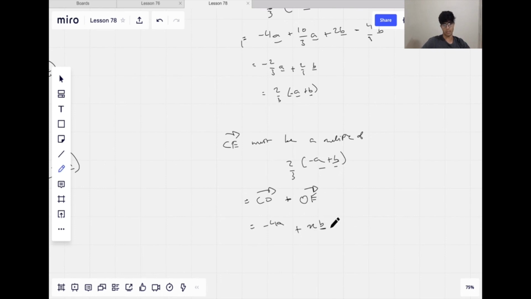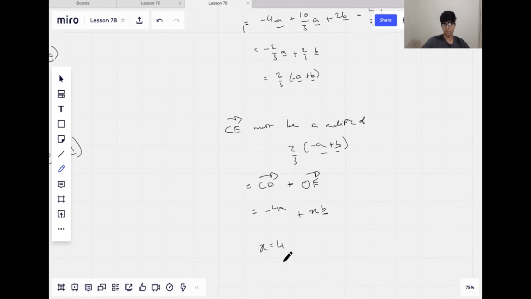We don't know what x is. And we know it has to be some multiple of this, right? We know that minus a plus b, so it has to be some multiple of this, so that means x must be 4 then. Because if we want minus 4a plus xb to be some sort of multiple of minus a plus b, then x equals 4. Therefore, CE is equal to minus 4a plus 4b.